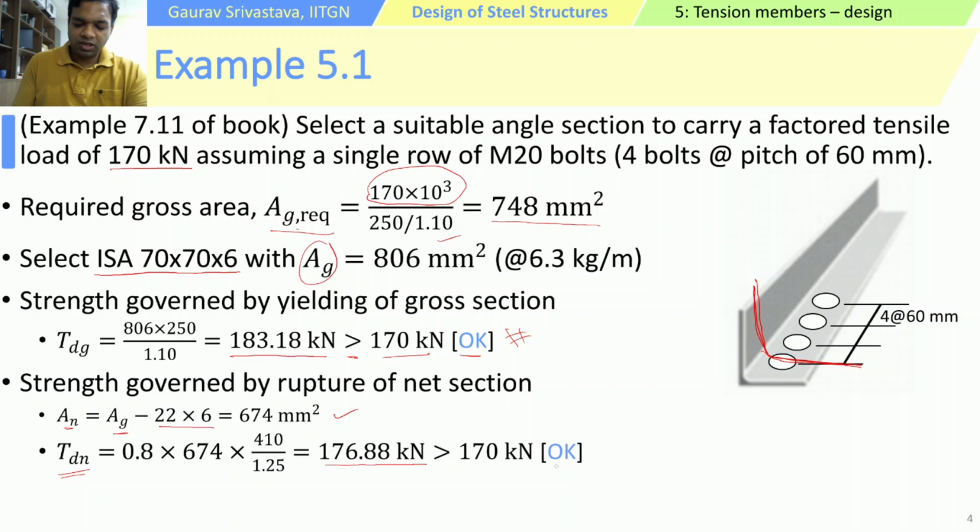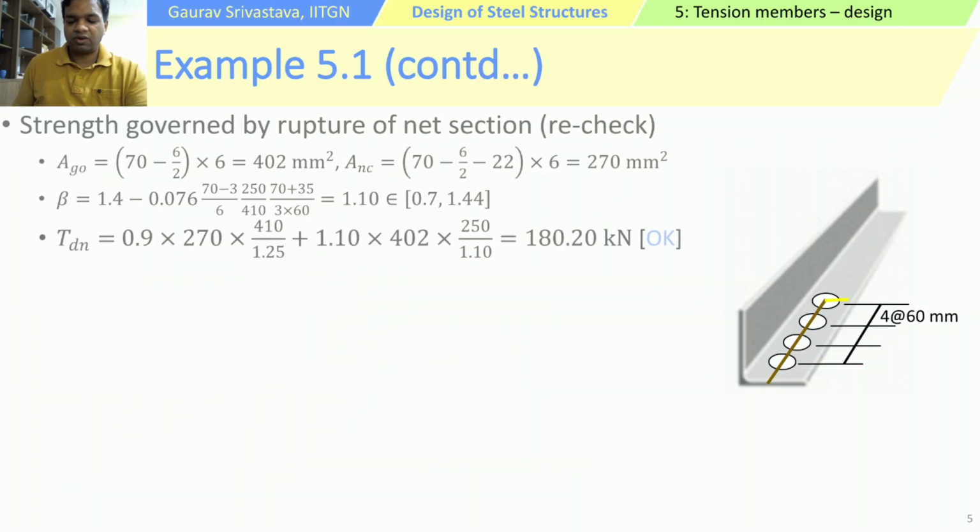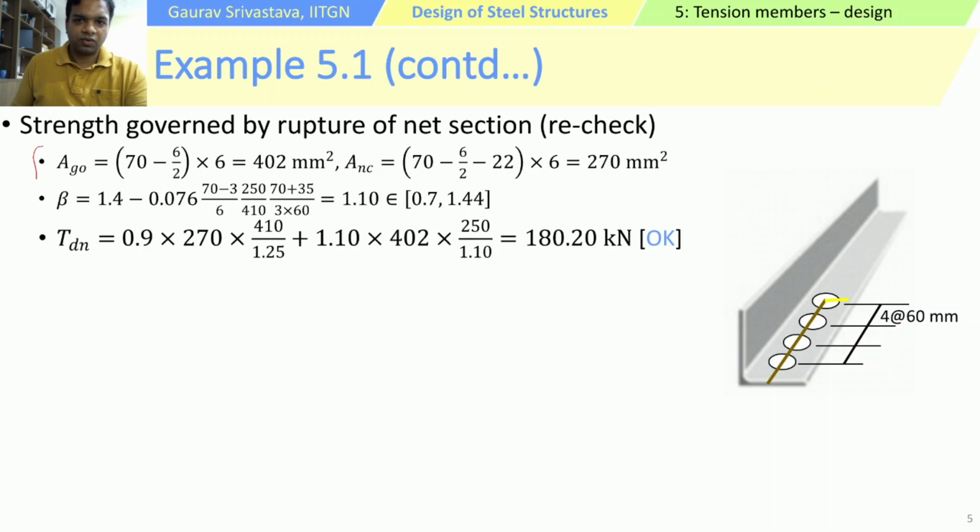We can also do the long calculation for the rupture strength. This will require calculation of the gross outstanding area, the net connected area, and the w, w1, bs and ls, all of that. So that can also be calculated. In general, this usually comes out to be more than the empirical formula which involves the alpha. So this is the rupture of net section.